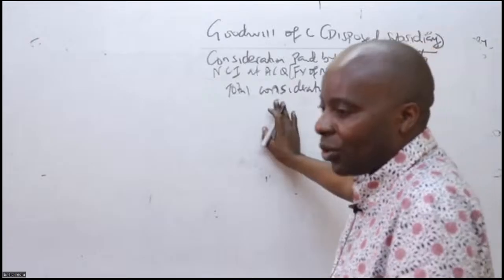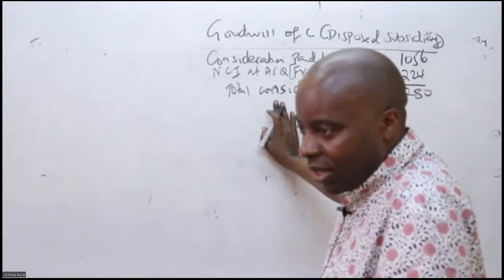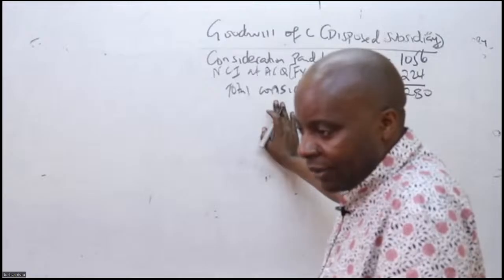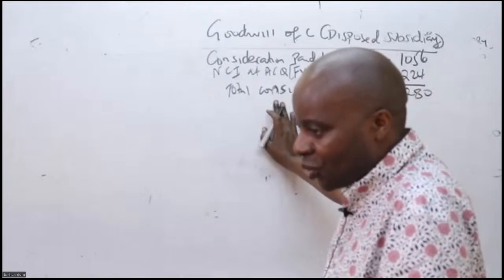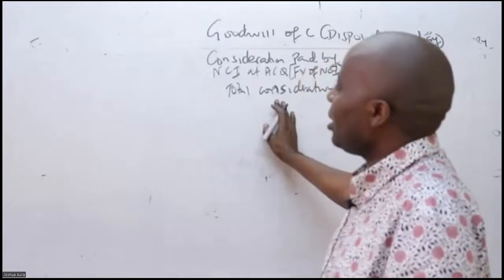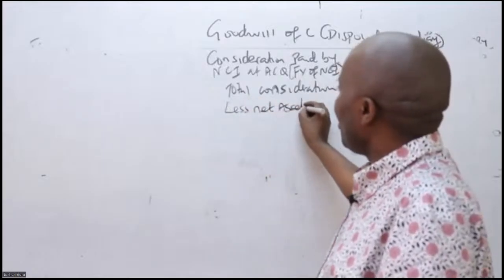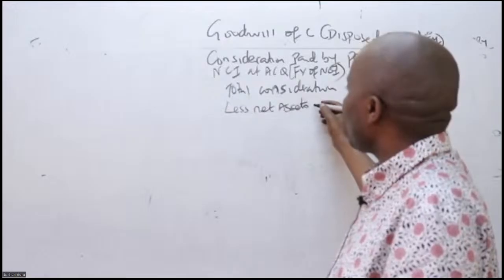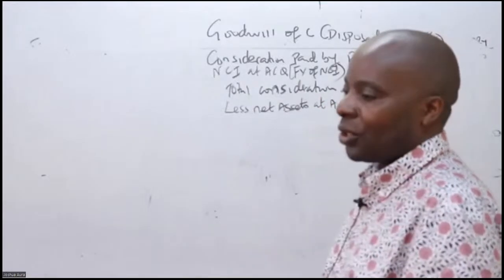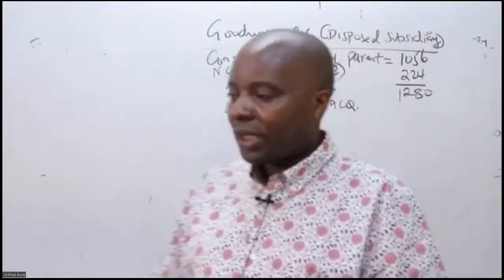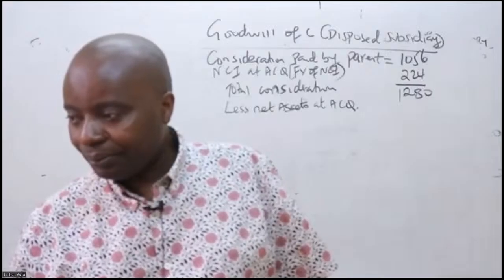So then, what do we deduct here to be able to get goodwill? Impairment, we haven't reached there yet, but thank you very much, because I can see you're really struggling to understand this. Net assets, yes. You less net assets of the subsidiary at acquisition.